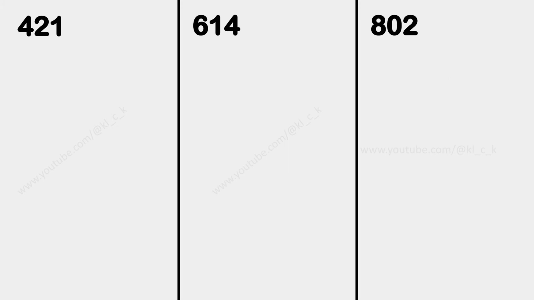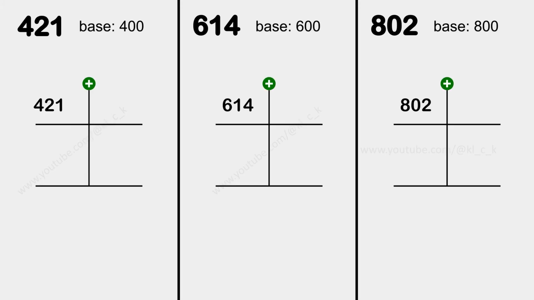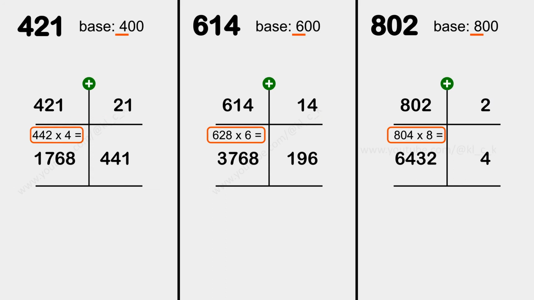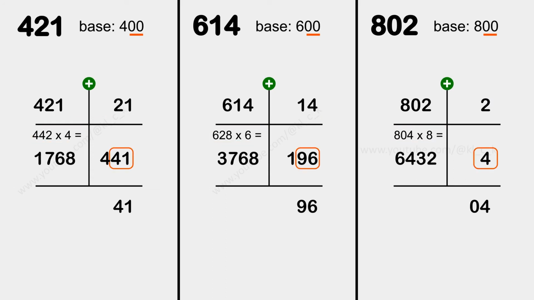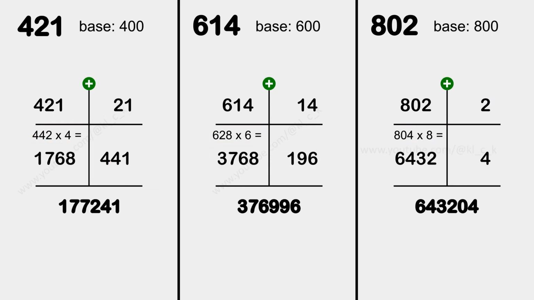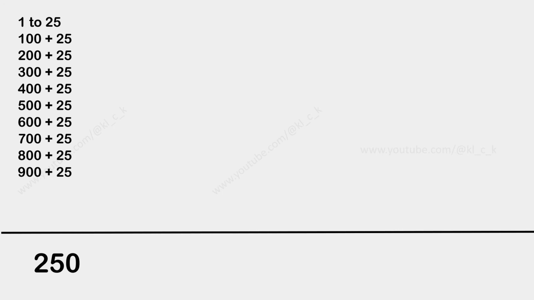Here, let's see another 3 more examples: 421, 614 and 802. Notice the base number and calculate accordingly. For easy understanding, I highlighted numbers step by step. Now we know how to calculate the square of any number from the list on the screen.